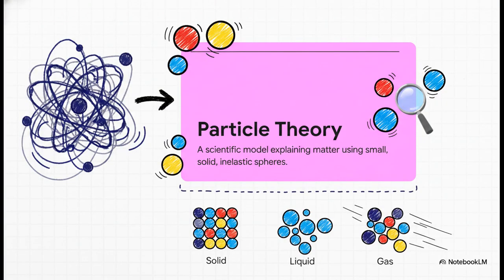The absolutely crucial point to understand here is that scientists use this model to simplify a highly complex reality. Instead of looking at messy atoms or molecules with all their intricate bonds, this theory just treats every single particle as a tiny, solid, perfectly bouncy sphere. It is just an elegant shortcut. It lets us visualize physical behaviors without getting totally bogged down in the deep chemistry.